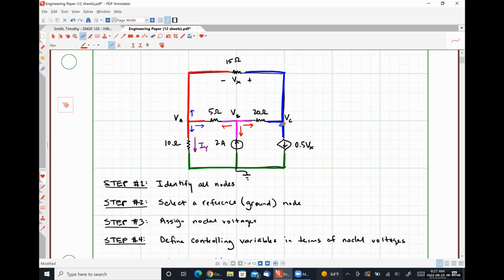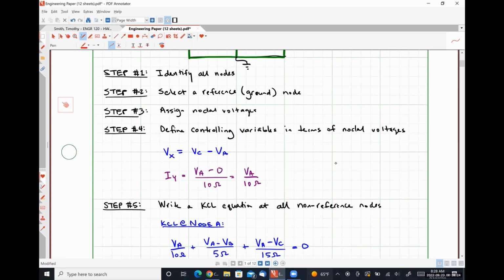Macy, what do you think the current flowing through the 5 ohm resistor from right to left should be written as? I understand fully that this is the first time you guys are seeing this, so I am expecting mistakes, okay? I'm not trying to put anybody on blast. I'm just trying to make sure that it's clear to everybody. So making a mistake allows me to explain it again. Exactly correct. VB minus VA over 5 ohms. Wonderful job.